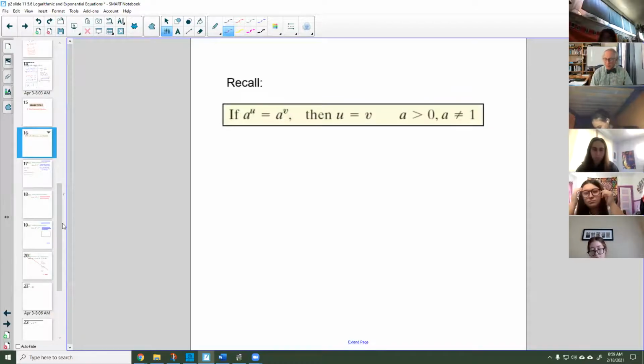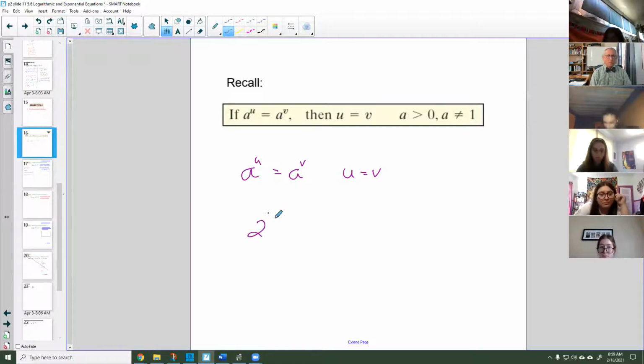So there's a couple things we need to know. If I have a to the u power, and that equals a to the v power, well then u is equal to v. Or if I put it in numbers, if I had 2 to the x equals 2 to the third, it's pretty clear here that x is equal to 3, right? So if I have the same base, I can just set the exponents equal to each other. Works just fine.